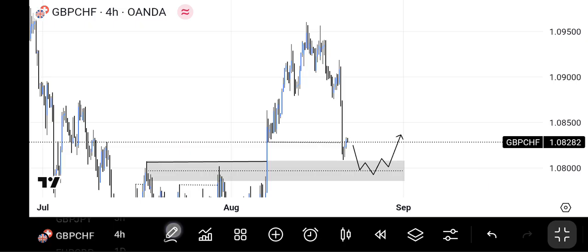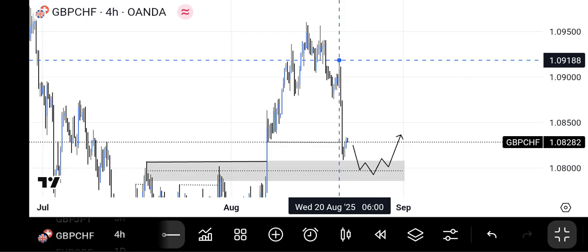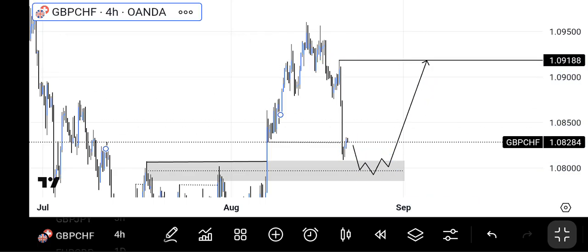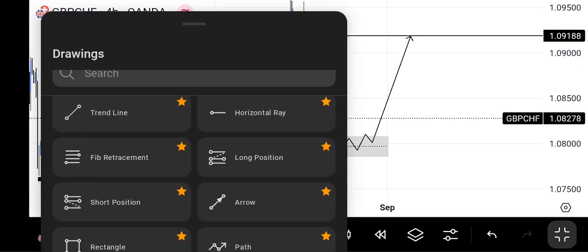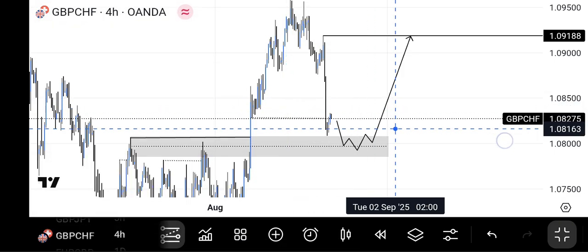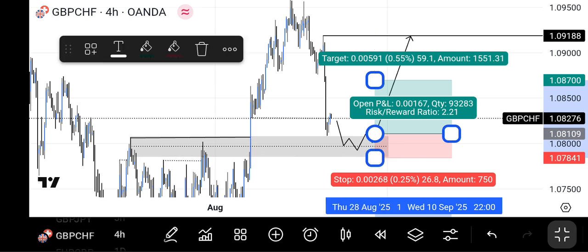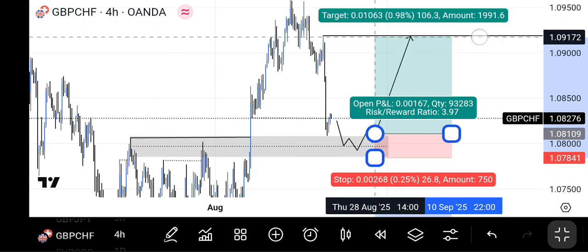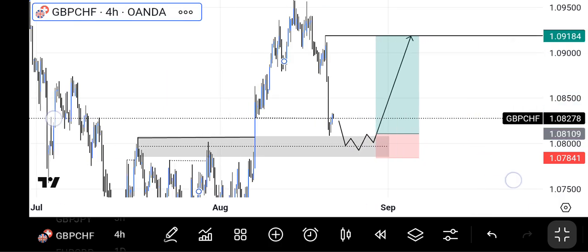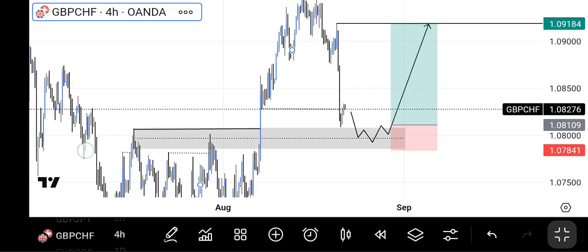What will be my target? My target is going to be this first high as an external liquidity. It's going to be my first target. So whatever happens, I'm going to be taking a trade. It might probably happen today. Yeah. Most probably today. Okay. So I have my target. And that is that for today on GBP CHF. So that's all we're doing today.